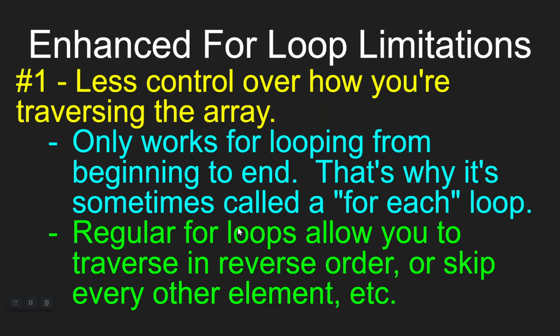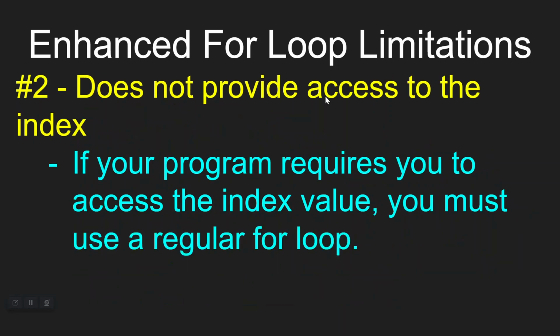Regular for loops allow you to traverse the array in reverse order or to skip every other element. You know, we've learned with a traditional for loop that you can change that for loop header, and it gives you far greater control over how you're traversing the array. An enhanced for loop only works for traversing an array from beginning to end. That's it. Enhanced for loops do not give you access to the index. So if your program requires you to access the index value, then you have to use a regular for loop.